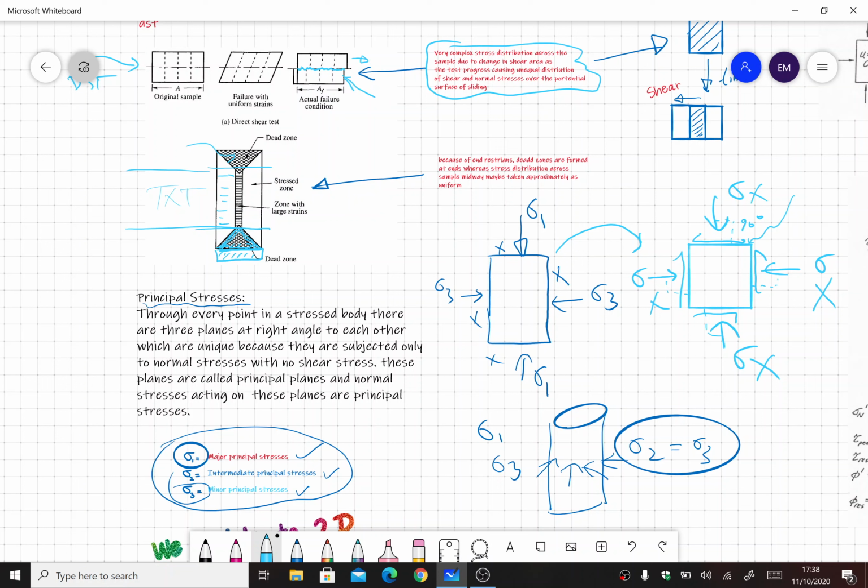So in our class we stick to 2D, because as I told you here, we are assuming sigma 2 equal to sigma 3 because we have a cylindrical soil specimen.